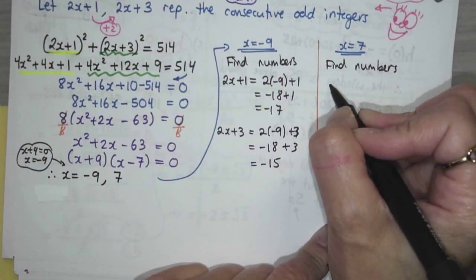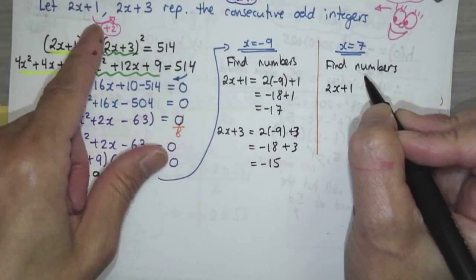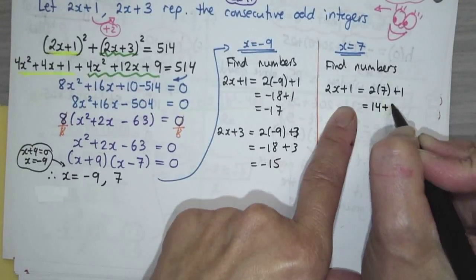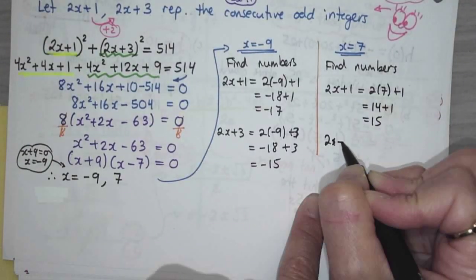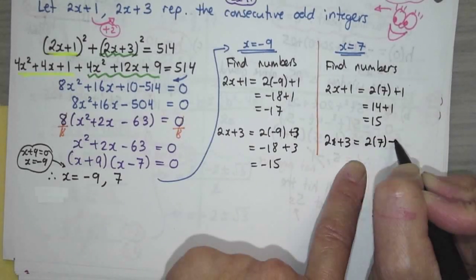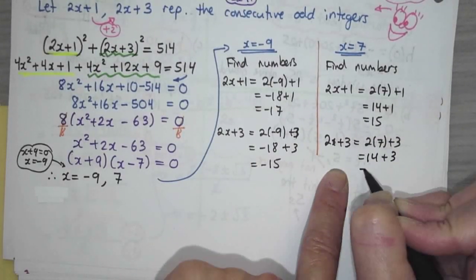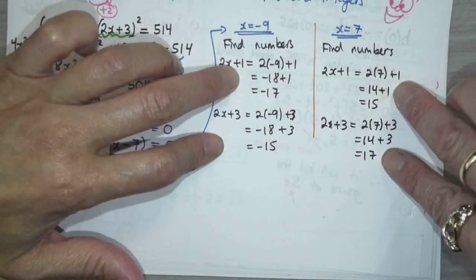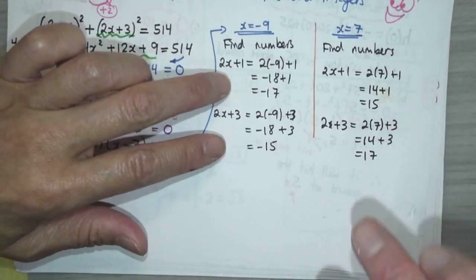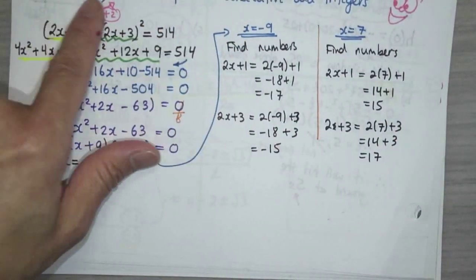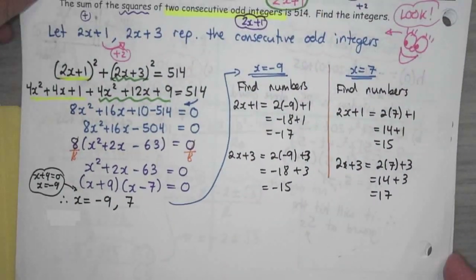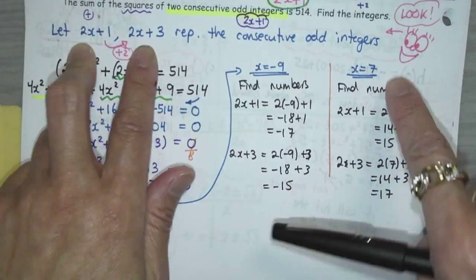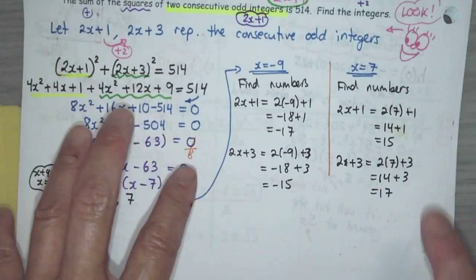So then here, you're going to go 2x plus 1. So you're going to find those 2 numbers. 2 times 7 plus 1 is 14 plus 1 is 15. And 2x plus 3 is 2 times 7 plus 3, 14 plus 3, which is 17. Look at that. I have two separate sets of numbers. So you end up having this set of numbers, which I use the let statement to go back to. Those two are the two numbers I found using -9. I used 7, went back to my let statement, put it back in here, and that's where I got my next set.